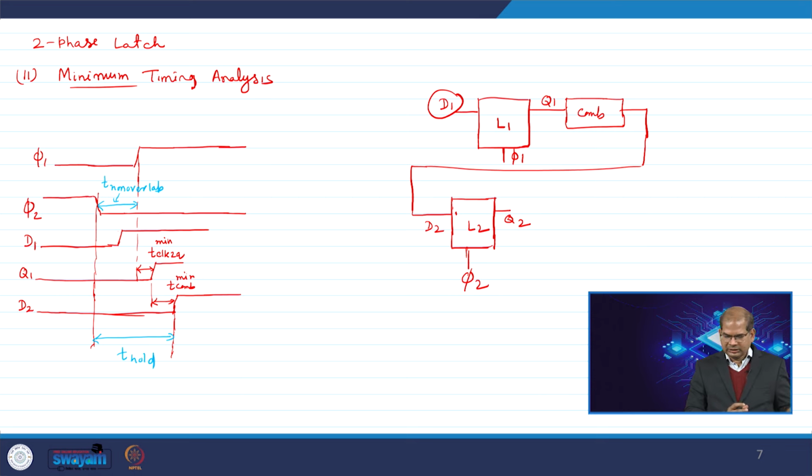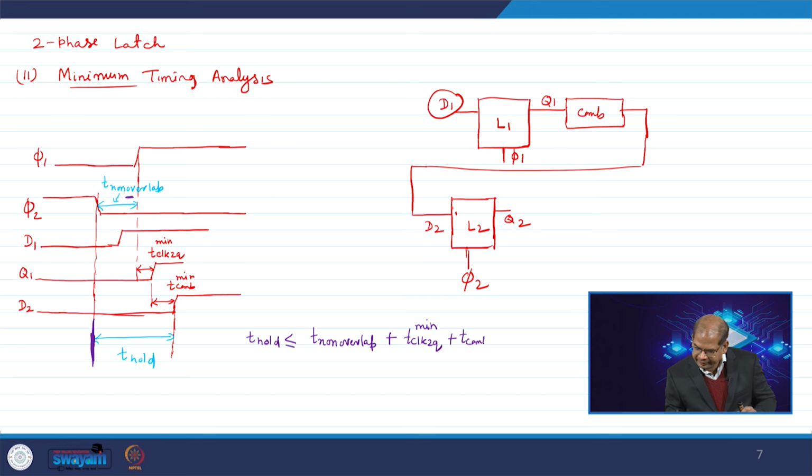Now, tell me, on one side my t hold should be there, on the other side all the components should be there. So, let us say I am writing my equation: t hold should be less than or equal to, what are the things that will come? The first one is my t non-overlap, because I am doing this calculation from this falling clock edge. So it should be t non-overlap plus t clock to q minimum plus t combinational minimum. So, this is my constraint. For hold time, if your non-overlap time is larger, then it helps to avoid the hold constraint. So, this is my hold constraint for a two-phase latch.